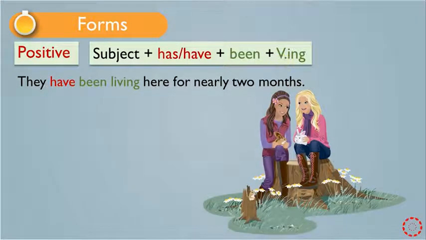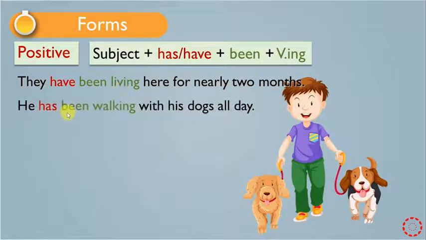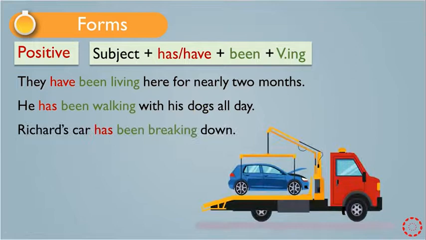Look at these examples. The first one, they have been living here for nearly 2 months. Look, after have, we have been plus verb-ing, which is been living. He has been walking with his doggies all day. Richard's car has been breaking down.